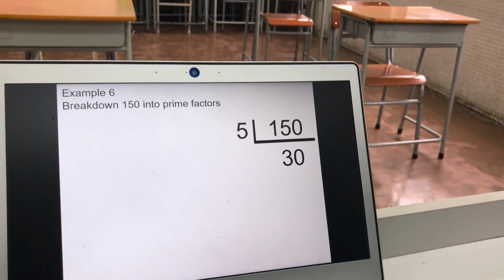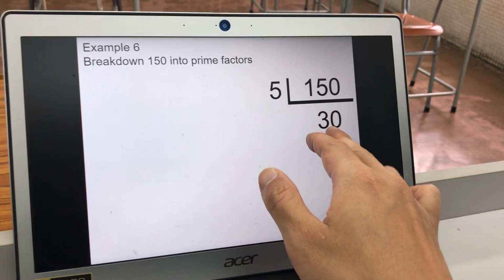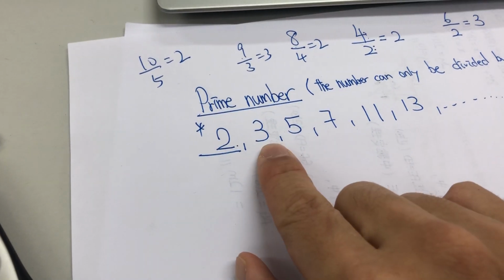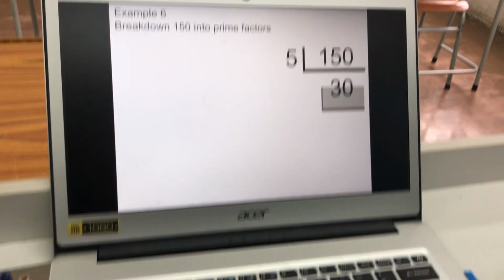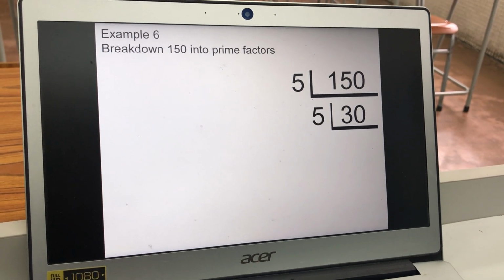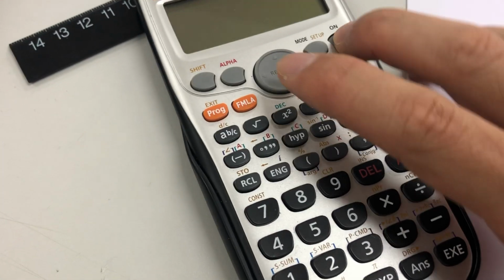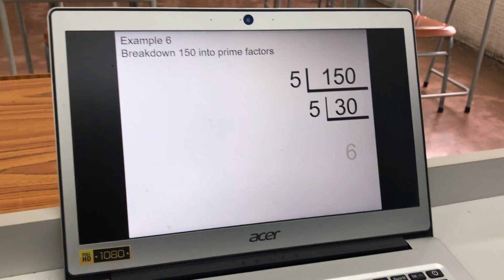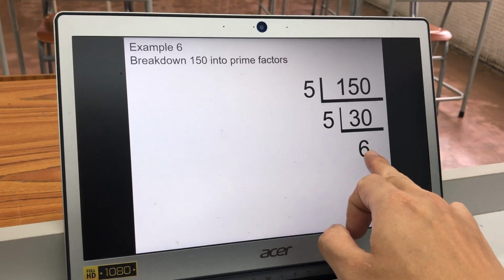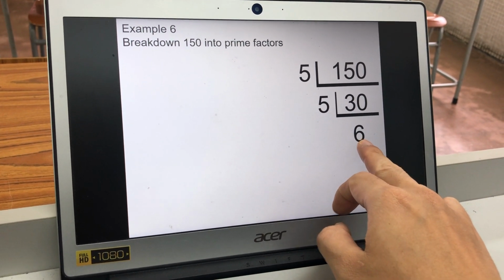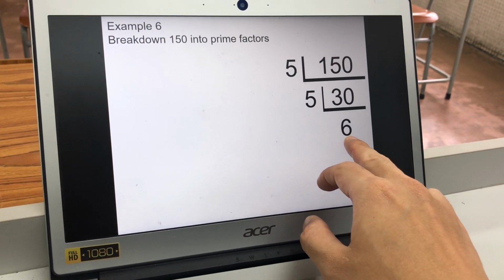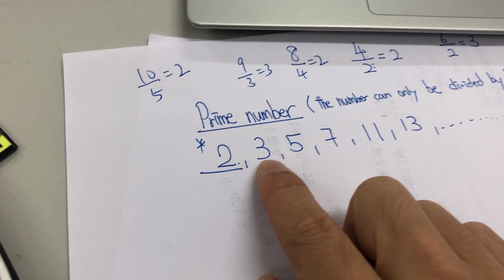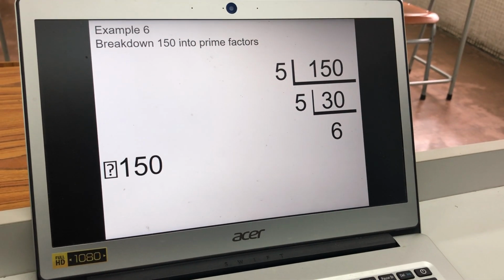Nice. Becomes 30. And then 30. We should continue. What number would you like to try? Would you like to use 2 or 3 or 5? It's up to you. Both okay. So I would like to use 5. And I know that 30 divided by 5 will become 6. So can we stop here? Is 6 a prime number? No, 6 is not a prime number. You should continue. 6 could be divided by, you may use 2 or you may use 3. So I would like to, okay.